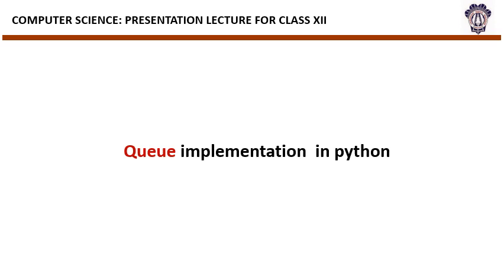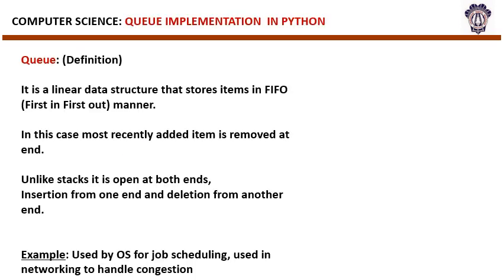Dear students, we have already learned stack implementation. Now we will learn how to implement queue in Python. What is a queue? Queue is a linear data structure that stores items in FIFO, first in, first out manner. Unlike stacks, it is open at both ends. You insert from one end and you delete from another end.